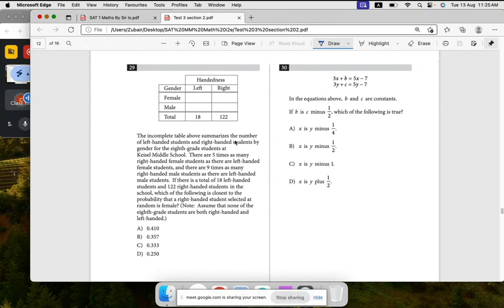The incomplete table above summarizes the number of left-handed students and right-handed students by gender for the 8th grade students at Cassie Middle School. There are 5 times as many right-handed female students as there are left-handed female students. So right-handed are 5 times, left-handed are X. And there are 9 times as many right-handed male students as there are left-handed. So 9Y and Y.